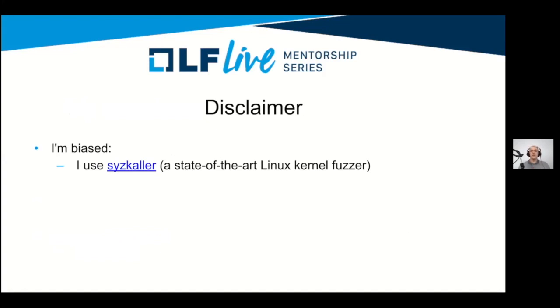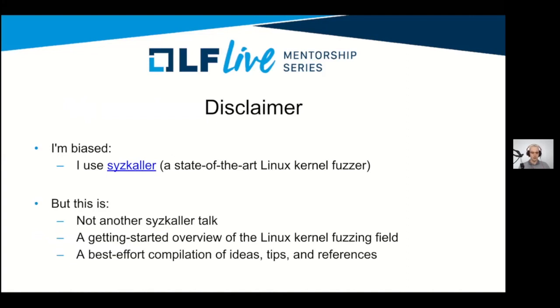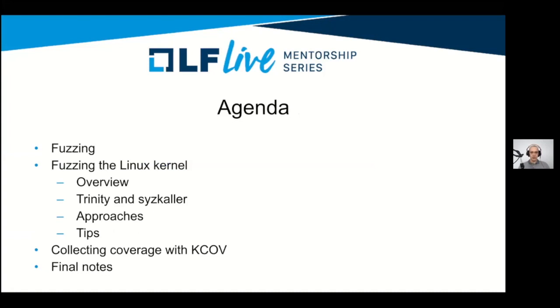For all of this work, I use syzkaller, so I'm a little bit biased. But in this talk, I don't want to focus on syzkaller too much. I want to give an overview of the Linux kernel fuzzing approaches in general and some of my tips and some references. I'm going to give a lot of references to different things that people did when they approached Linux kernel fuzzing.